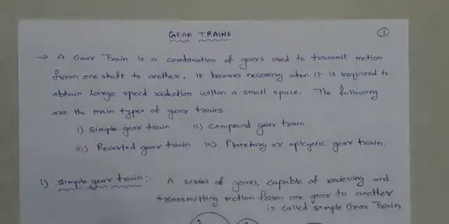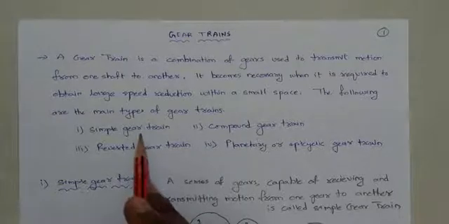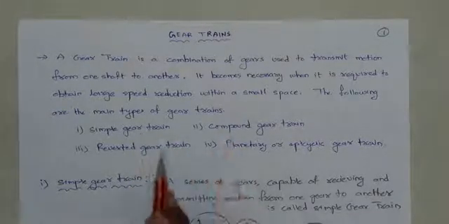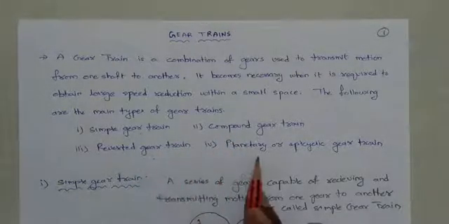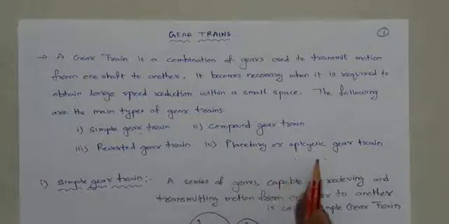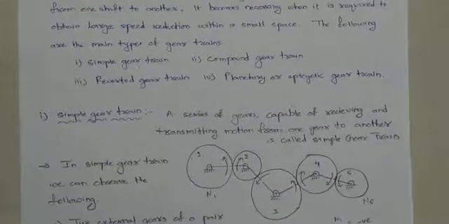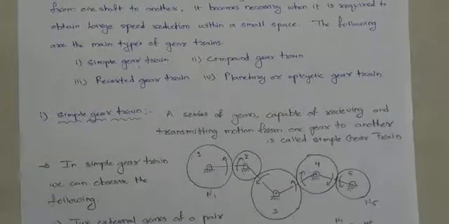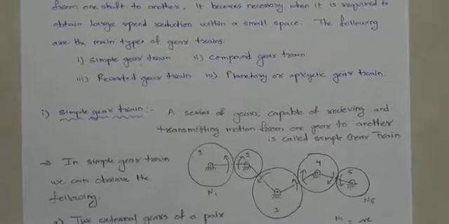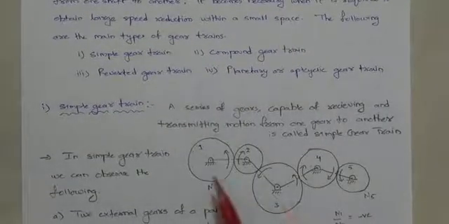The following are the main types of gear trains. We have four categories: first, the simple gear train, then the compound gear train, the reverted gear train, and the next one is the planetary or epicyclic gear train. Here I am going to discuss the simple gear train. You can see this is the simple gear train. If you observe the diagram, here we have 5 gears: 1, 2, 3, 4, 5.